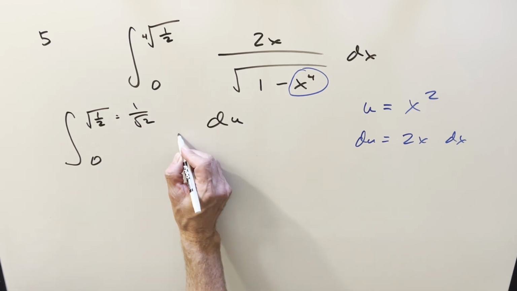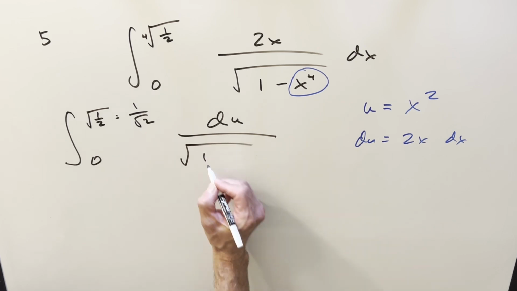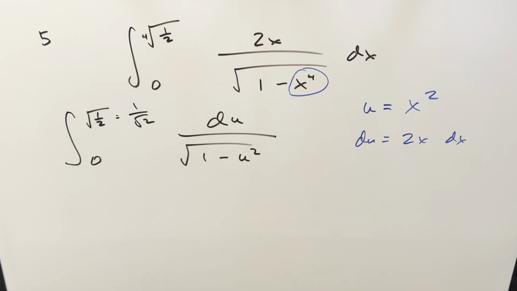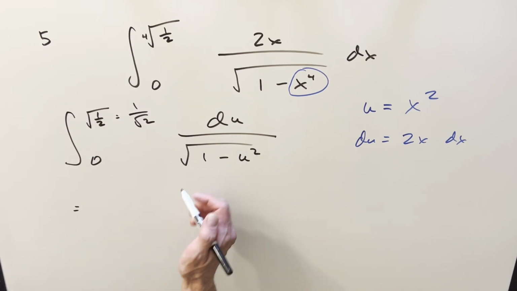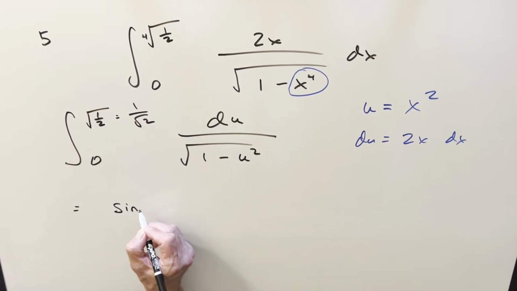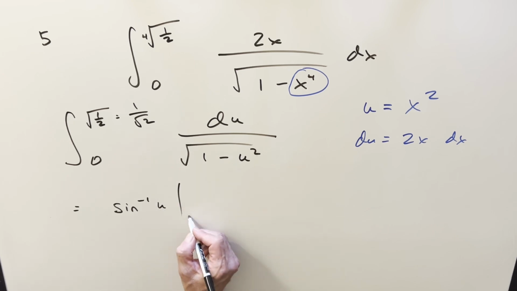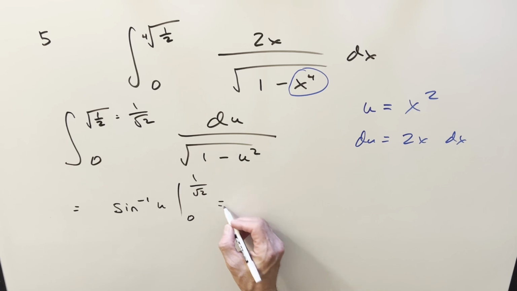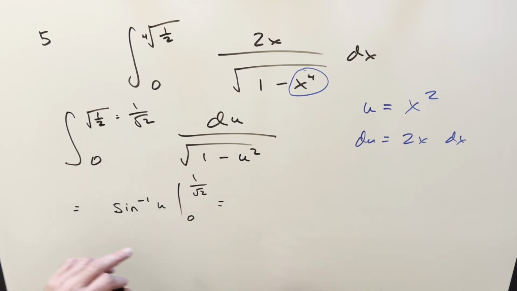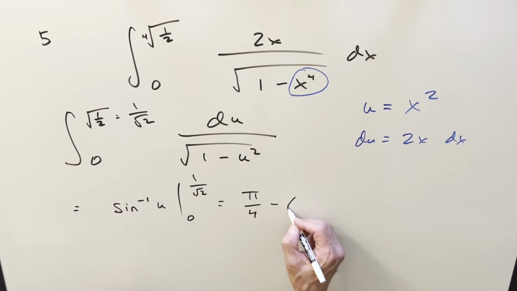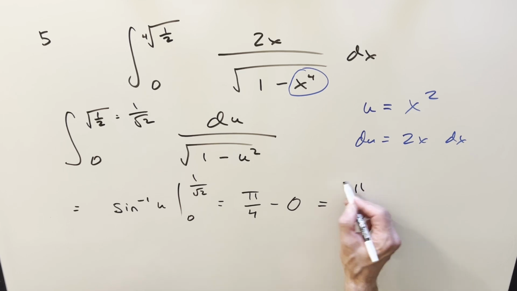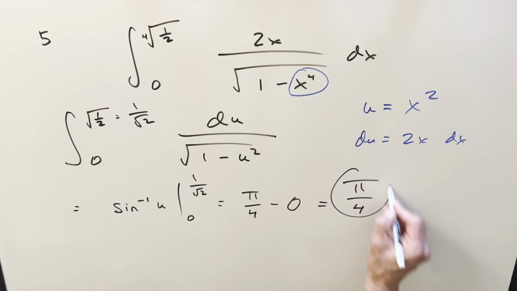All this numerator stuff is du, and this is going to transform to 1 minus u squared. But this integral right here, this is exactly in the form for arcsine. So if we integrate that, this thing becomes just arcsine of u evaluated from 0 to 1 over square root of 2. Plug in arcsine of 1 over square root of 2, that's like sine at pi over 4, 45 degrees. So this is going to be pi over 4. Arcsine at 0, that's just 0. Put it all together, and for my solution on it, we just get pi over 4, and that's it.